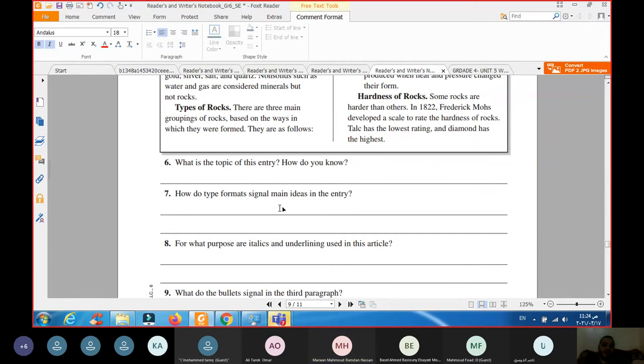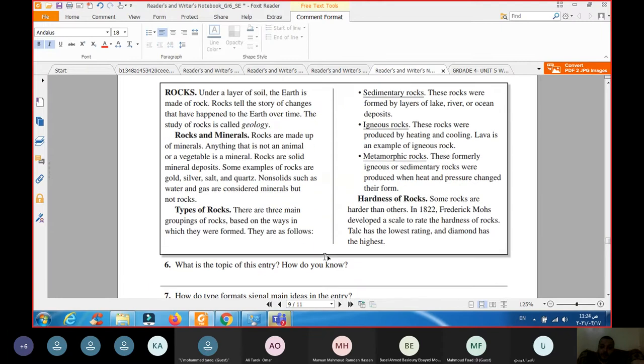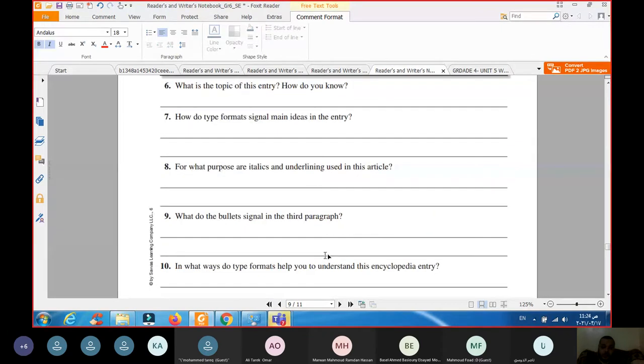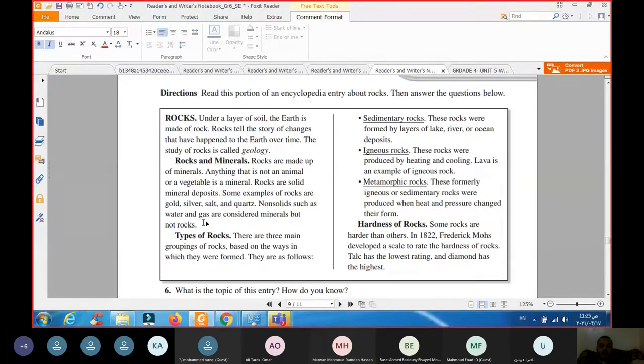How does type format signal the main idea in this entry? We will know. For what purpose are the italics and the underline used in the article? What do the bullets signal in the third paragraph? In what way does the type format help you to understand this encyclopedia entry? Okay, now let's go.